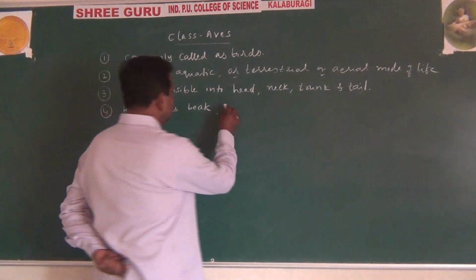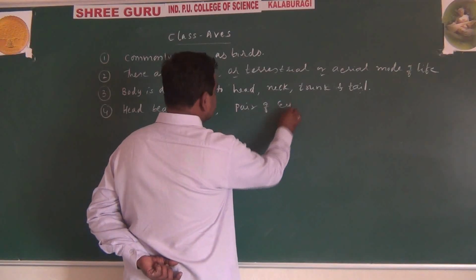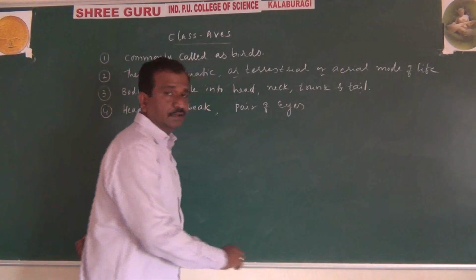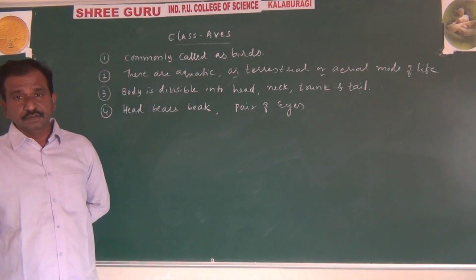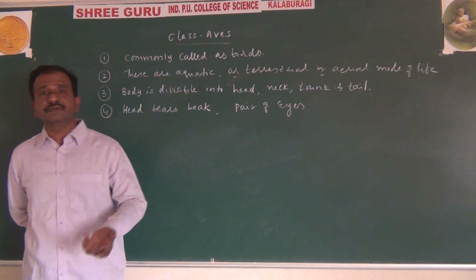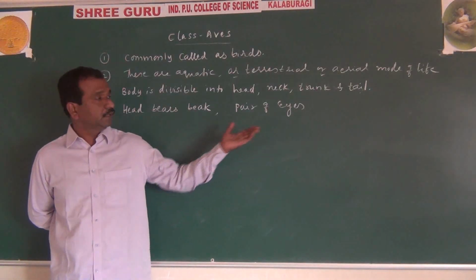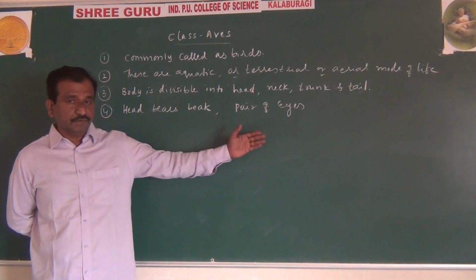Next is a pair of eyes. A pair of eyes is found. Here also we observe the tympanum, which represents the ear. The ear is found here. All these characteristic features are found similar.